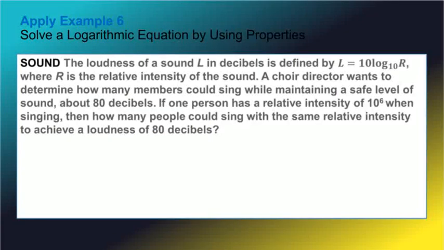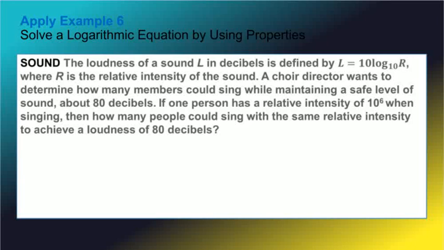In example 6, the loudness of a sound L in decibels is defined by L equals 10 times the log base 10 of R, where R is the relative intensity of the sound. A choir director wants to determine how many members could sing while maintaining a safe level of sound, about 80 decibels. If one person has a relative intensity of 10 to the 6th when singing, then how many people could sing with the same relative intensity to achieve a loudness of 80 decibels?